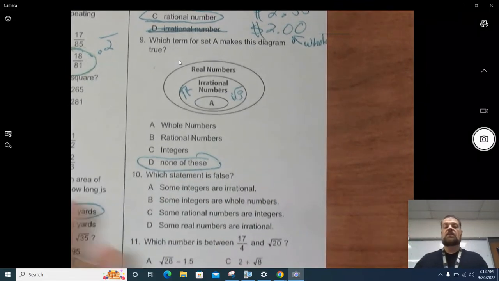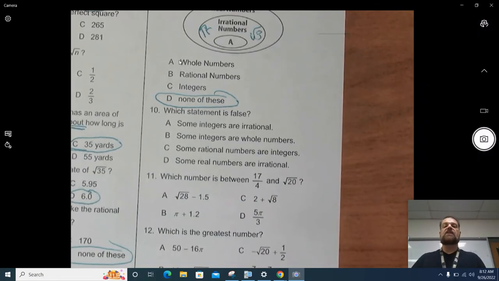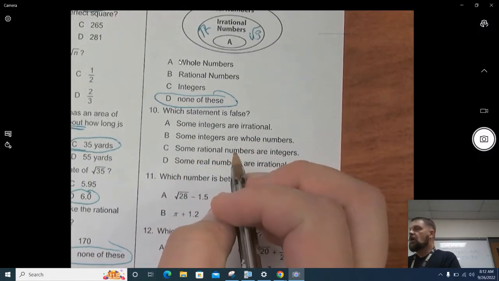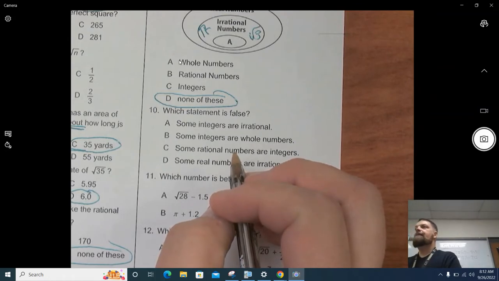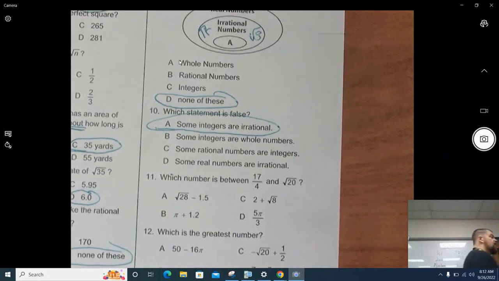Okay. So 10 says, which statement is false? Some integers are irrational. Are integers irrational? Negative. So that's the false statement. Yeah, that was easy, right?